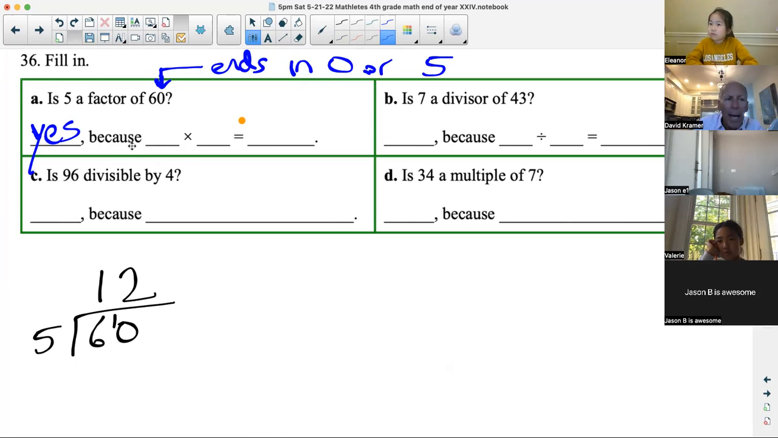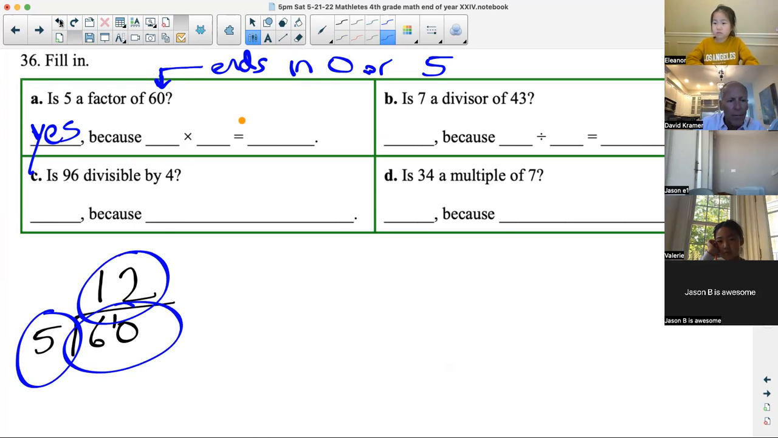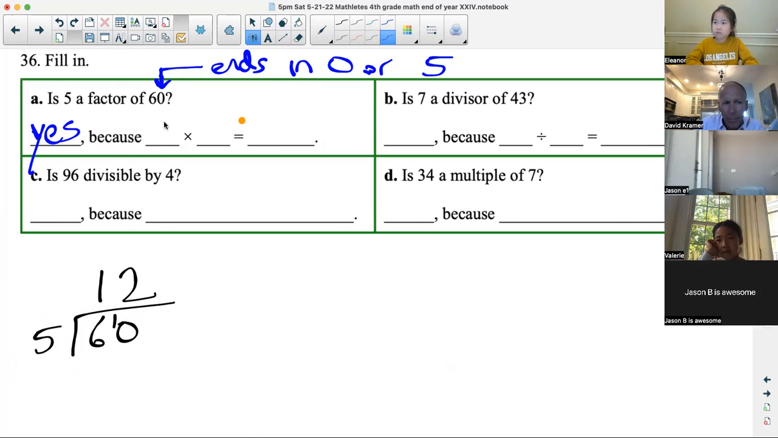Valerie, why does 5 go into 60? Because what times what equals 60? 5 times 12. Come on, say equals. Equals 60. That's right.